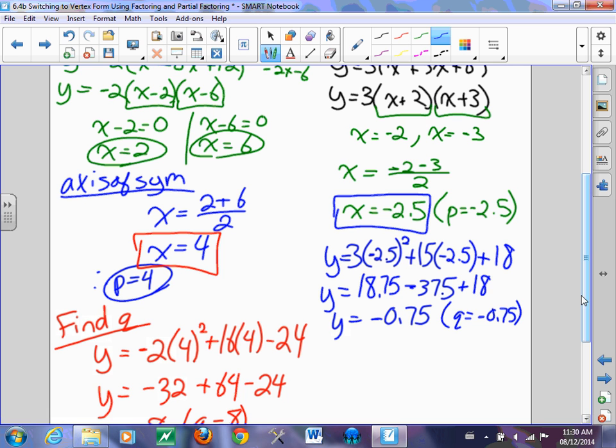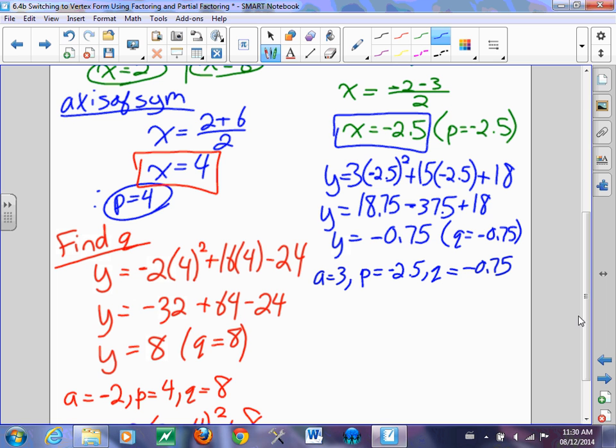Okay, so then you state all your values that we need to sub in. So a equals 3, p equals negative 2.5, and q equals, in this case, folks, negative 0.75. Sub it all into your equation. Y equals 3 bracket x. When you subtract a negative, folks, that becomes a positive 2.5 squared minus 0.75. Okay?